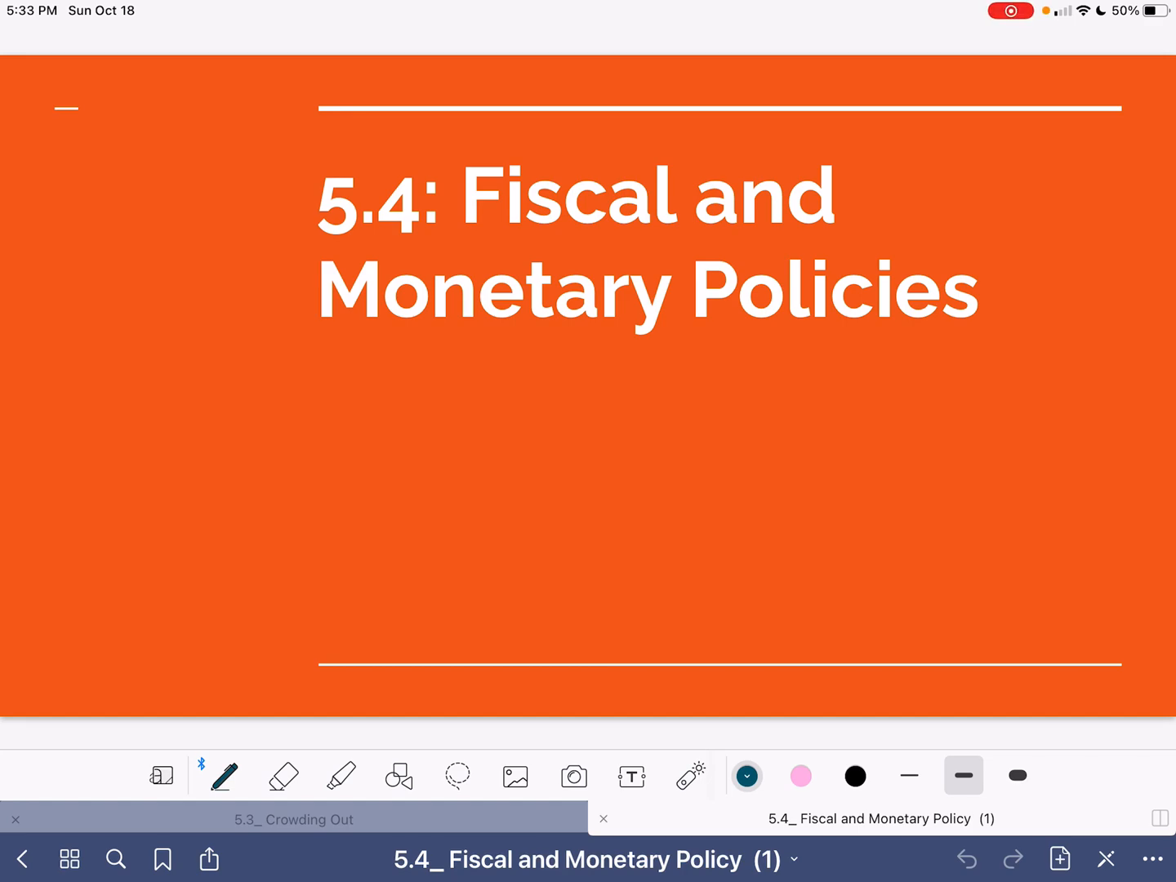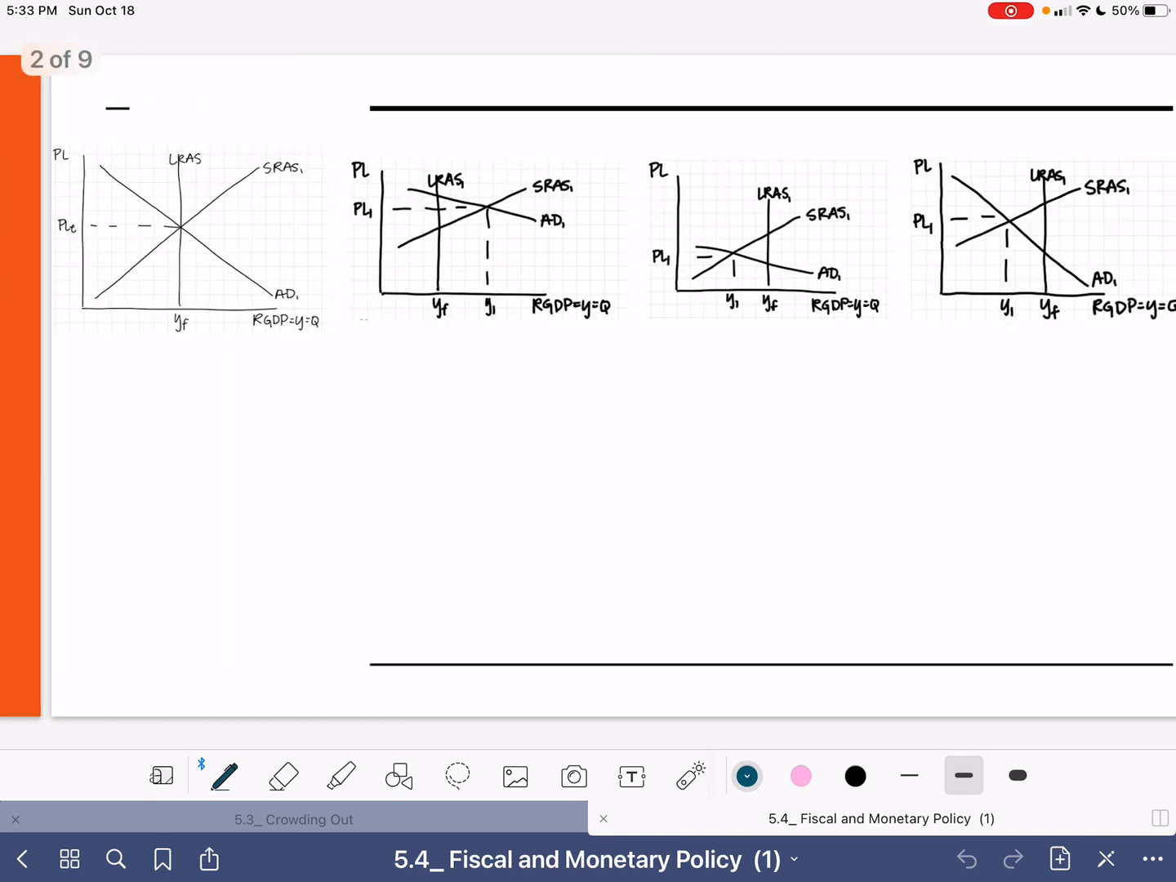This is flip video 5.4, fiscal and monetary policies. So in this flip video, you're not really going to learn anything new, hopefully, because we have learned all of this before. We're just going to look at it all together. So we're going to look at fiscal and monetary policy being used together. We're going to make sure we understand the corrections to our economic gaps.